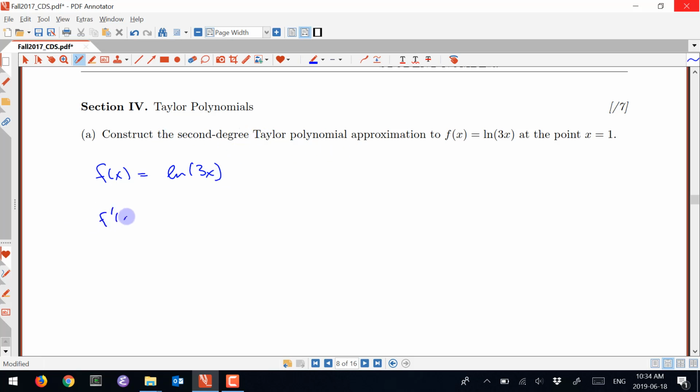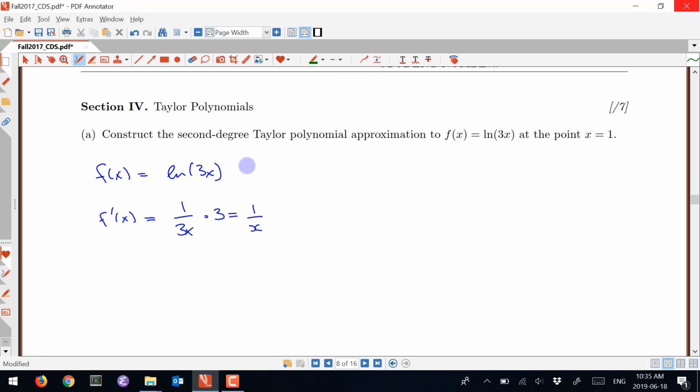So we have our function, which is ln of 3x, and if we're going to construct the second-degree Taylor polynomial, we need to know the first derivative, which will be 1 over 3x times the derivative of the inside. That's 3. And that maybe surprisingly simplifies down to 1 over x.